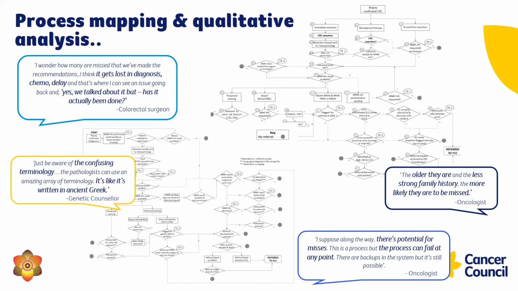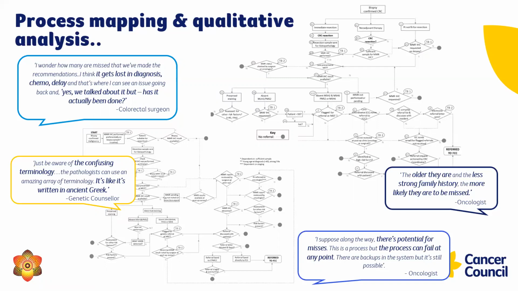And so this is a very busy slide, but really it's just to show you the complexity of some of the process maps that have been developed. And I've pulled out some quotes from the process mapping meetings that were audio recorded, just to highlight the many ways in which patients can fall through the Lynch syndrome referral cracks. So for example, in the top left corner, people getting lost in the whirlwind of diagnosis and chemo, things like confusing pathology reporting, and then you've also got patient level factors like age at diagnosis and family history.